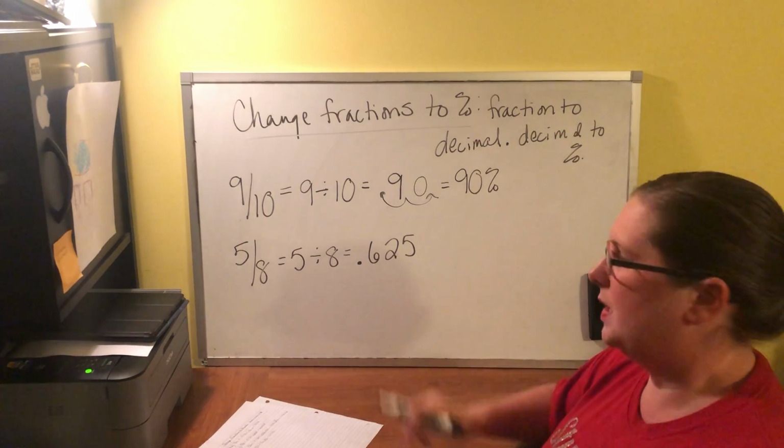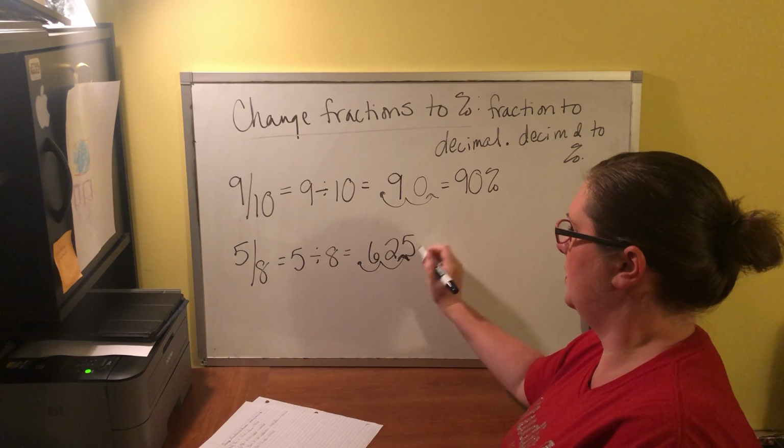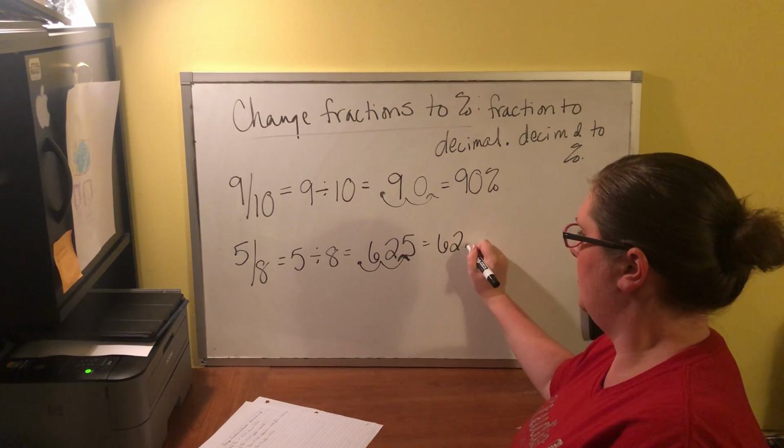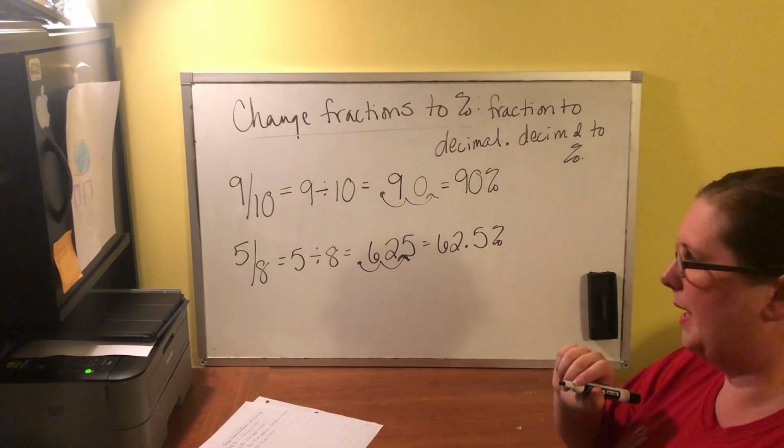Now let's change it to a percentage by moving that decimal 2 places to the right. So it's right in between that 2 and 5. So this is 62.5, and we need to add that percent sign, okay?